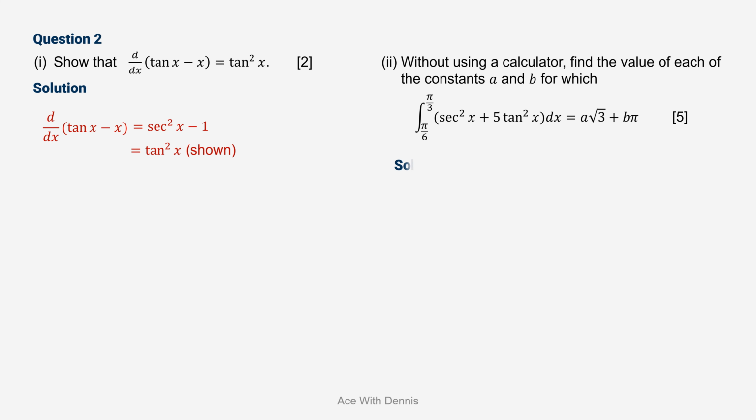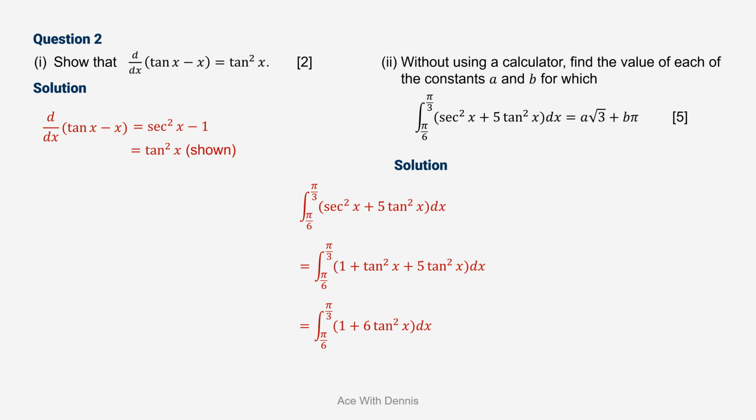5 marks. So here's the solution. Now when we integrate secant squared x, we can change it to 1 plus tangent squared x. So the 5 tangent squared x we just copy down. And now from here, we can simplify. We'll get the integral from pi over 6 to pi over 3 of 1 plus 6 tangent squared x dx.